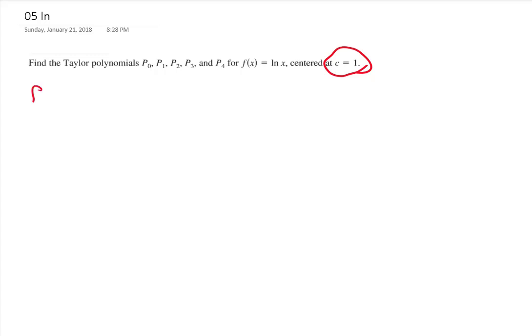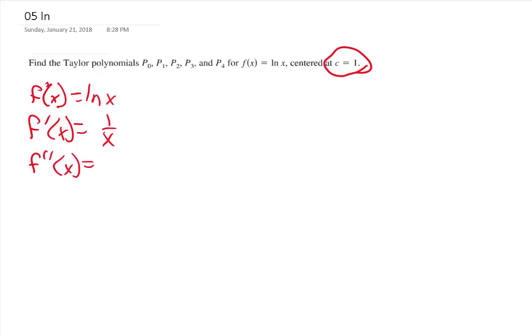We're going to start this off by writing down what f of x is. f of x is the natural log of x. Well, what is the derivative of natural log? We studied this way back in October. It's 1 over x. And then we're just going to continue taking the derivative. We need up to the fourth derivative, so we'll take the first 4 derivatives here.